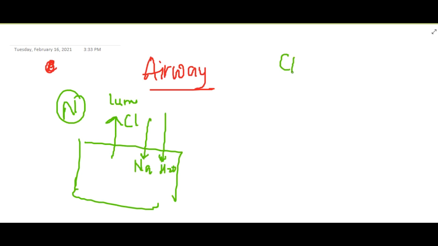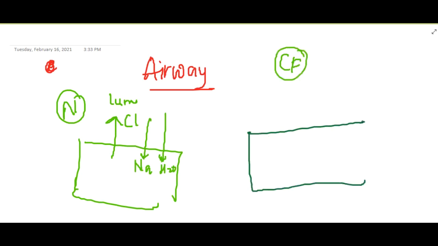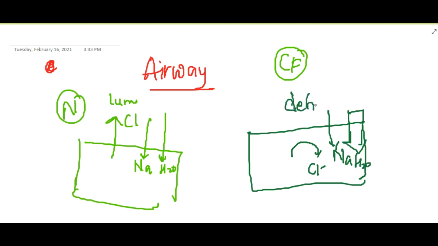In cystic fibrosis, there is a defect in the chloride channel. So there is no chloride secretion, and sodium is reabsorbed along with a lot of water. Because lots of water is reabsorbed, this results in dehydrated mucus. The mucus will be thick and dehydrated in cases of cystic fibrosis. That is in the airways.